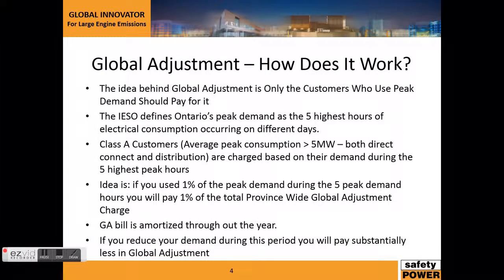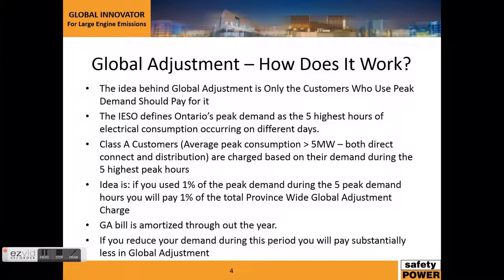So that brings in the next question. What are the economics of this? Obviously, there's some economical benefit of doing peak shaving. So I'm just going to go over global adjustment briefly. I'm sure most of you probably are well versed in this, so I won't spend too much time on it.